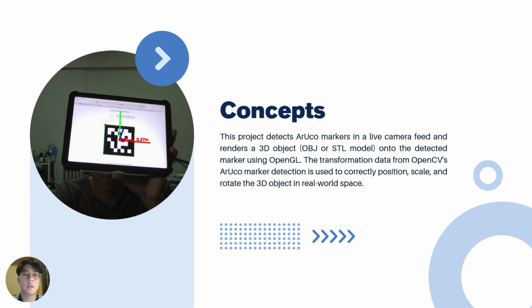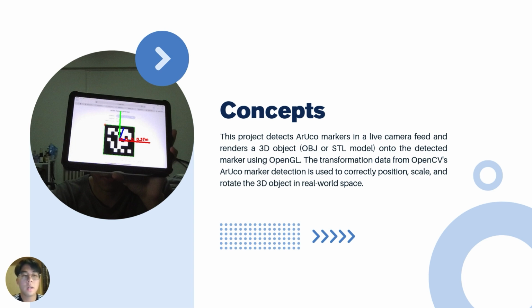Once we get all the transformation data, we pass it to OpenGL, which is responsible for rendering the 3D object. OpenGL takes this information and applies it to the object, ensuring that it is correctly positioned, rotated, and scaled relative to the real world marker. In this way, when the marker moves, the 3D object moves along with it, maintaining its alignment and creating the illusion that the virtual model is physically present in the real world.